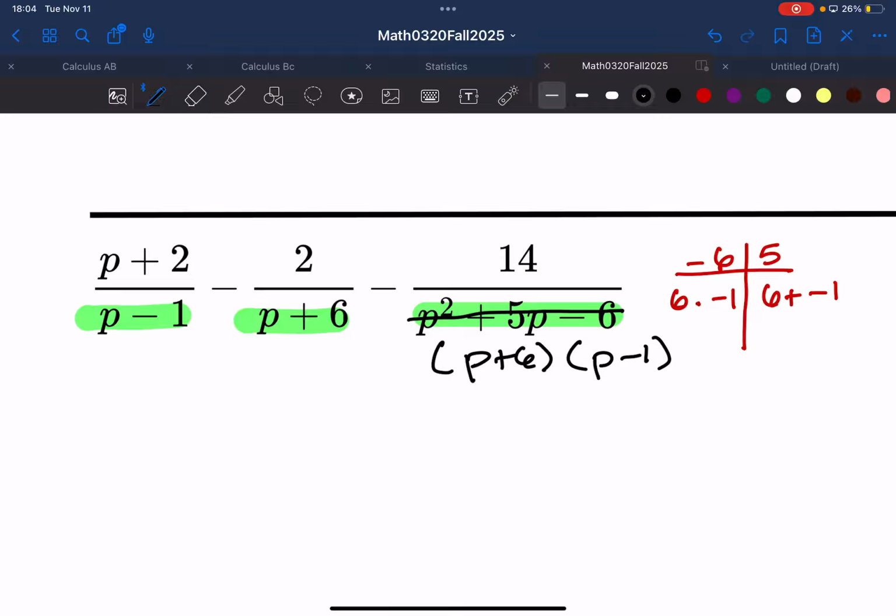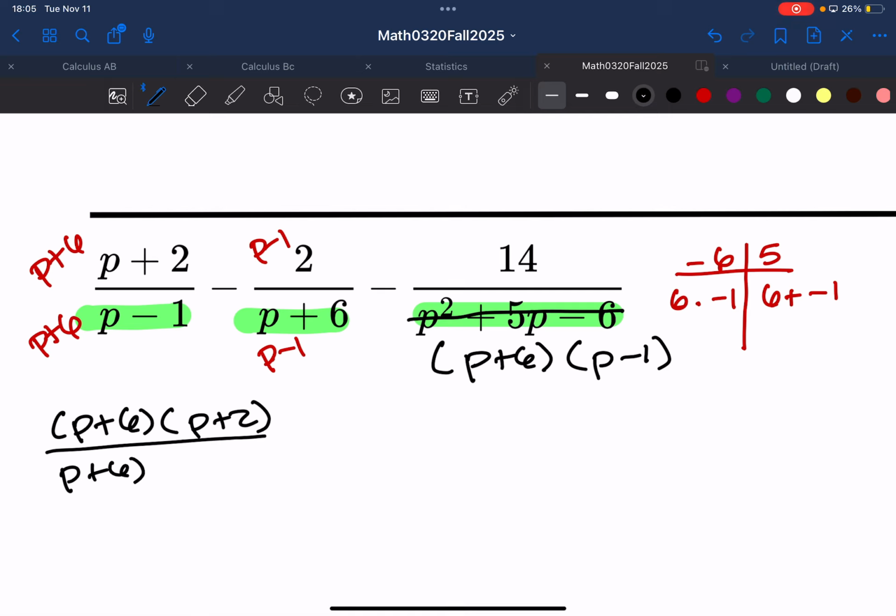So what is the first fraction missing? P plus 6. And then the second fraction? P minus 1. So in the first one, we're just going to leave that as P plus 6 and P plus 2 over P plus 6 times P minus 1, just like we do on the denominator. We're just going to leave those as two factors next to each other. If we need to simplify, we'll do that at the end.